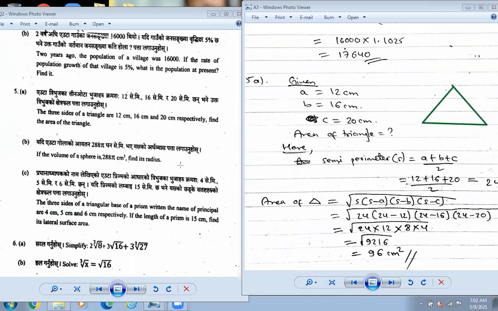Okay, so in the triangle, there are different sides given. One of the sides is given as 12 centimeters. The next side is 16 centimeters. And the next side is 20 centimeters. If none of the sides are equal, then what do we call it? It is not called an equilateral triangle. It is not called an isosceles triangle. It is called a scalene triangle. If none of the sides of a triangle are equal, then it is called a scalene triangle. And in case of a scalene triangle, what is the formula for the area? It is root under s minus a, s minus b, s minus c.